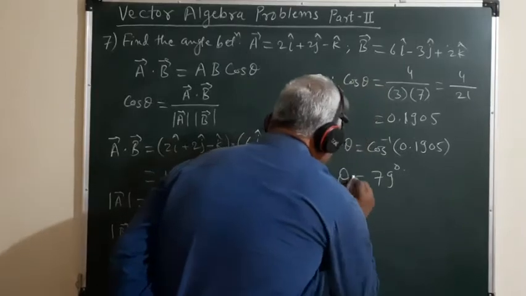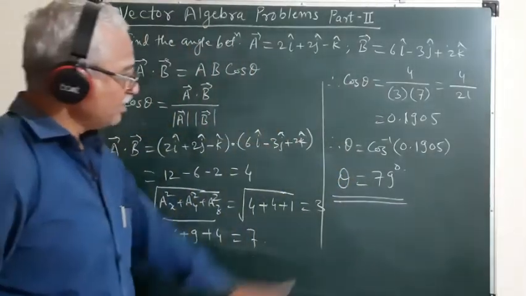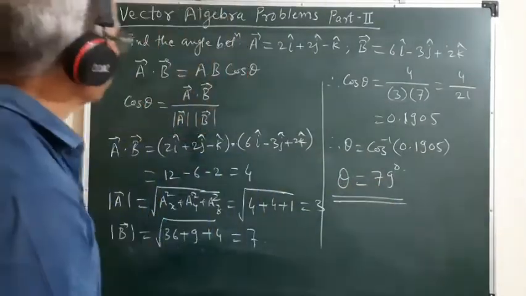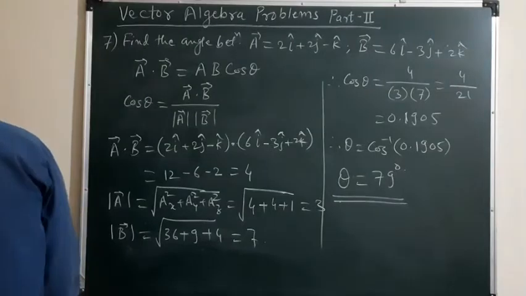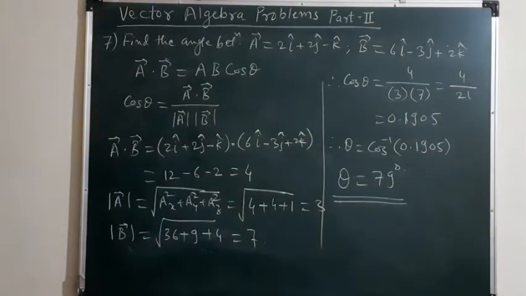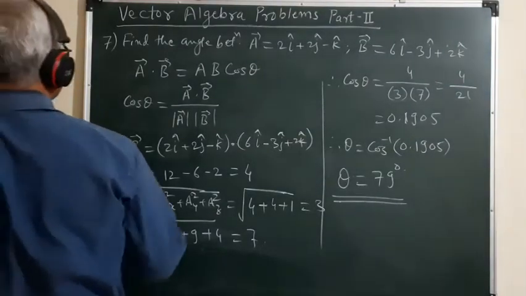So the angle between the two given vectors A bar and B bar works out to be equal to 79 degrees. So that is how we can find out the angle theta between the two given vectors A bar and B bar. So let us see the next problem.